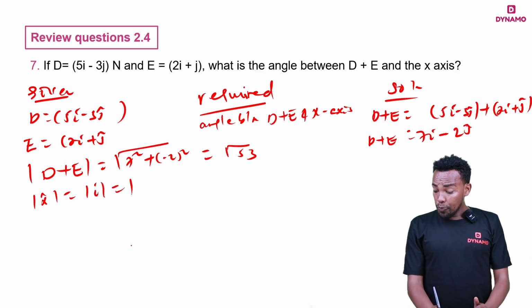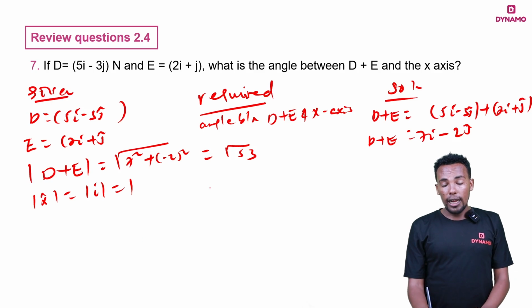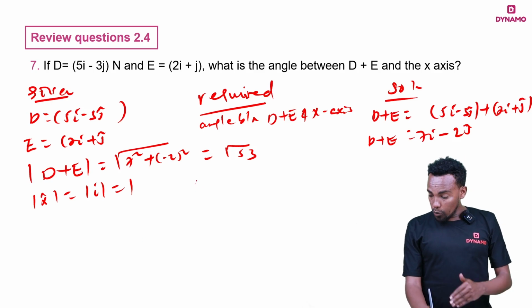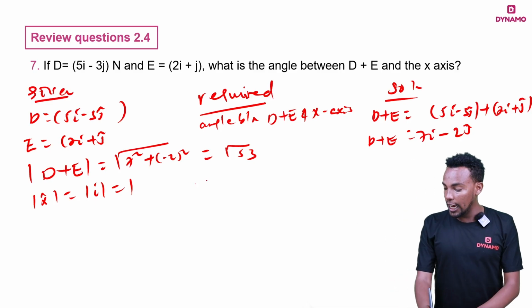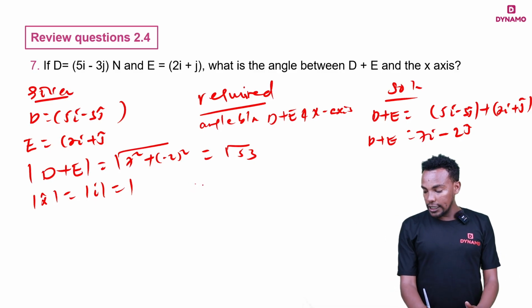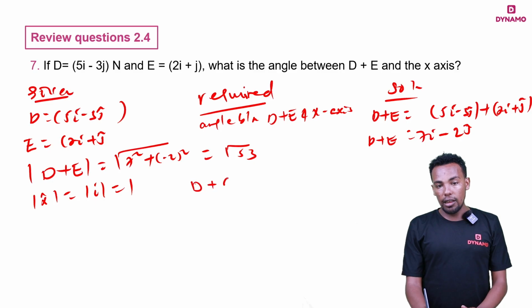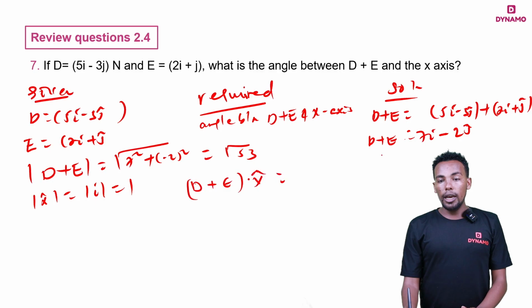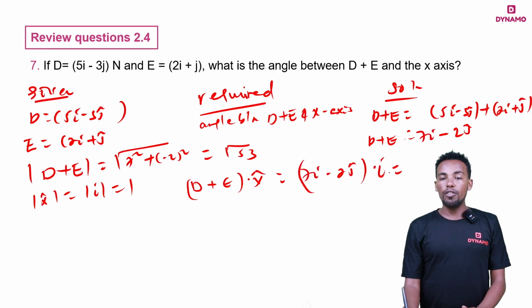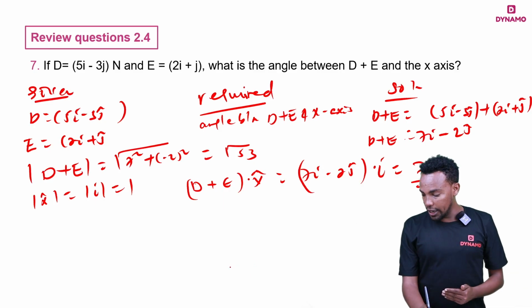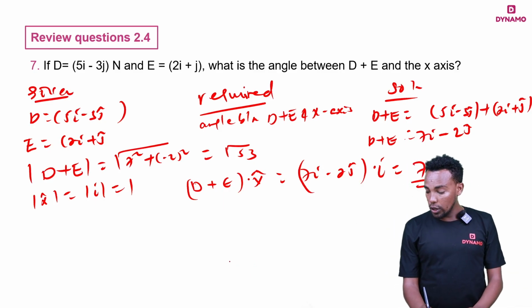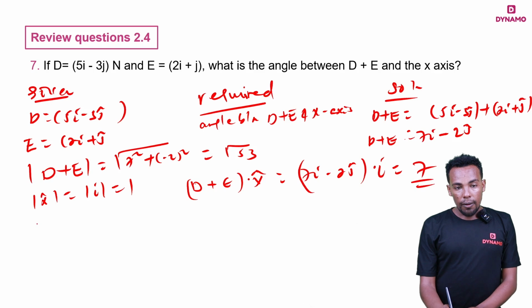To get the angle, we compute the dot product. D plus E dot with I is 7i minus 2j dot with I, and since I dot J is zero, the result is 7.